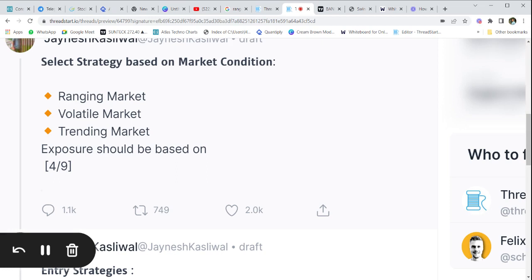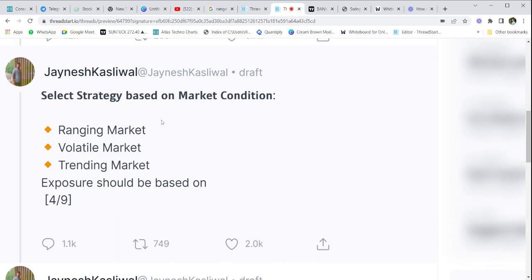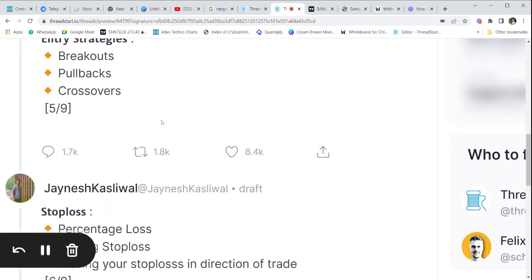And if there's a trending market, then in a trending market you have to select strategies that are going to give you money in a trending market. So you can use super trend, you can use moving averages, that give excellent trend analysis for the trending market here, right? So this is also one of the most important things, that you have to select the strategy based on market condition.